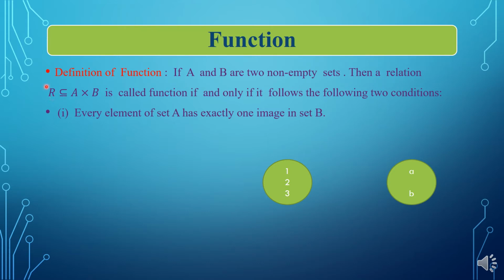Then a relation R, a subset of A cross B, is called a function. Look here, we said the relation R, a subset of A cross B, is called a function. So the definition of function is based on the relation, if and only if it follows the following two conditions.